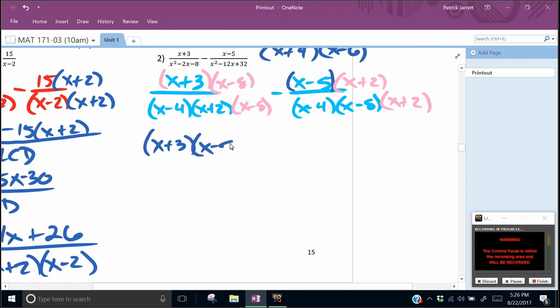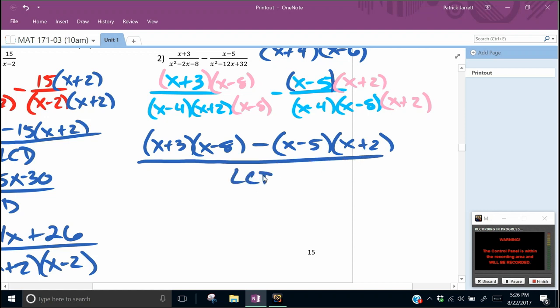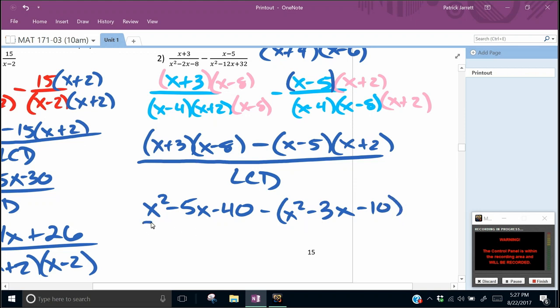But we have x plus 3 times x minus 8 minus x minus 5 times x plus 2 over that big LCD, which I would not actually make you multiply those three out because that's a real pain. But in FOILing, you have x squared minus 5x minus 40 minus the quantity x squared minus 5x plus 2x, that would be minus 3x, minus 10.